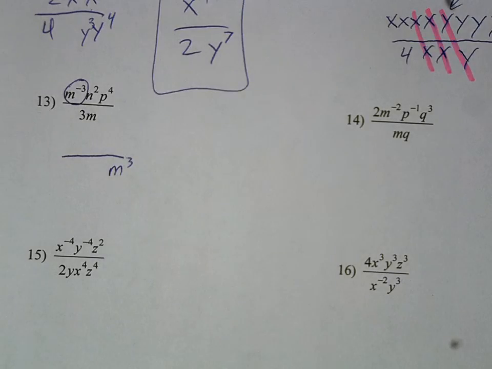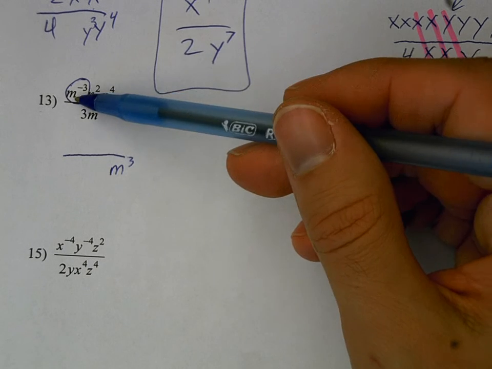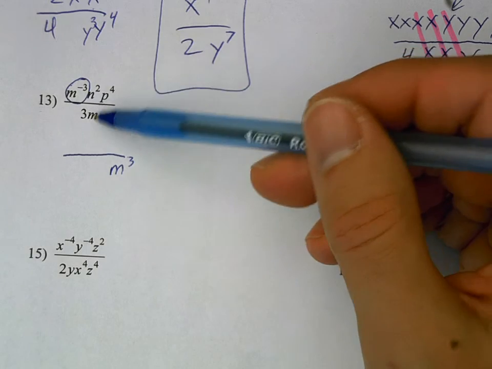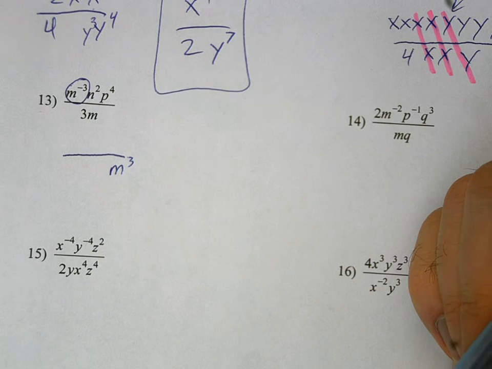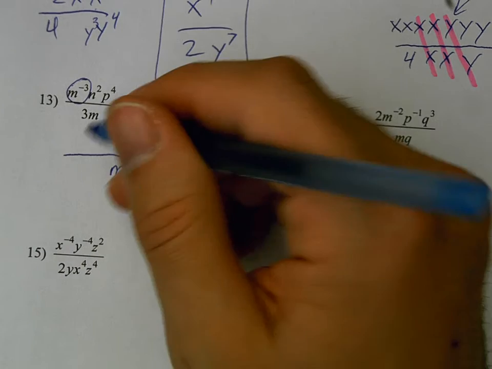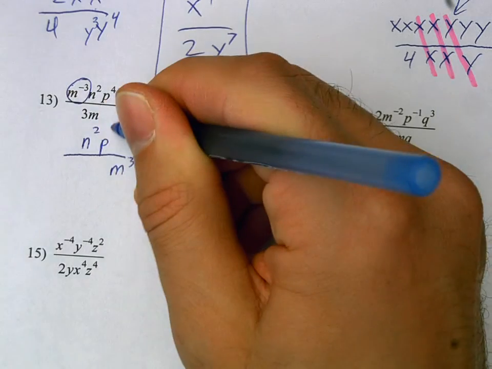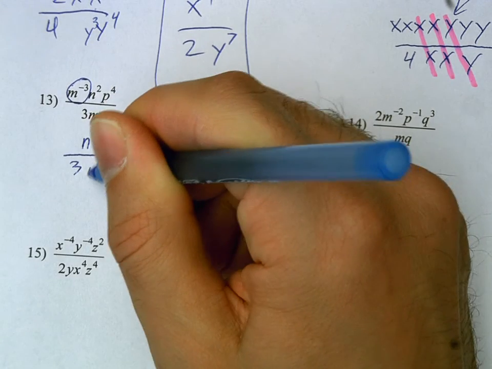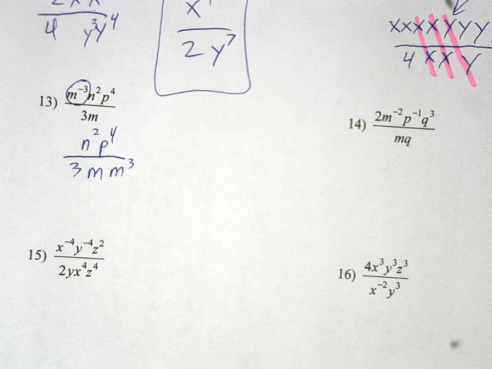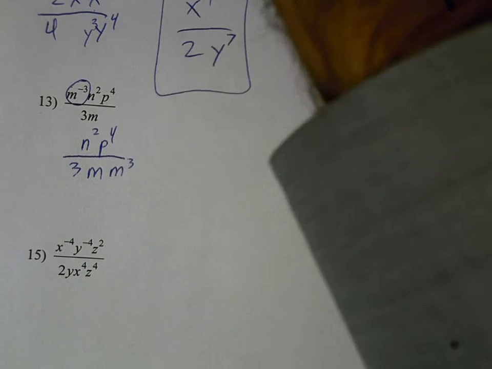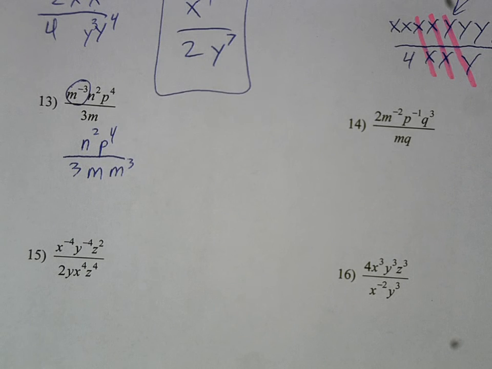Carson, are there any other negative exponents? What do you think? If you're looking just right here, we took off the m to the negative 3rd power. Are any of the other ones negative exponents? No. So we're good. We can just rewrite all these. N squared, p to the fourth, 3m. So now there's no more negative exponents.